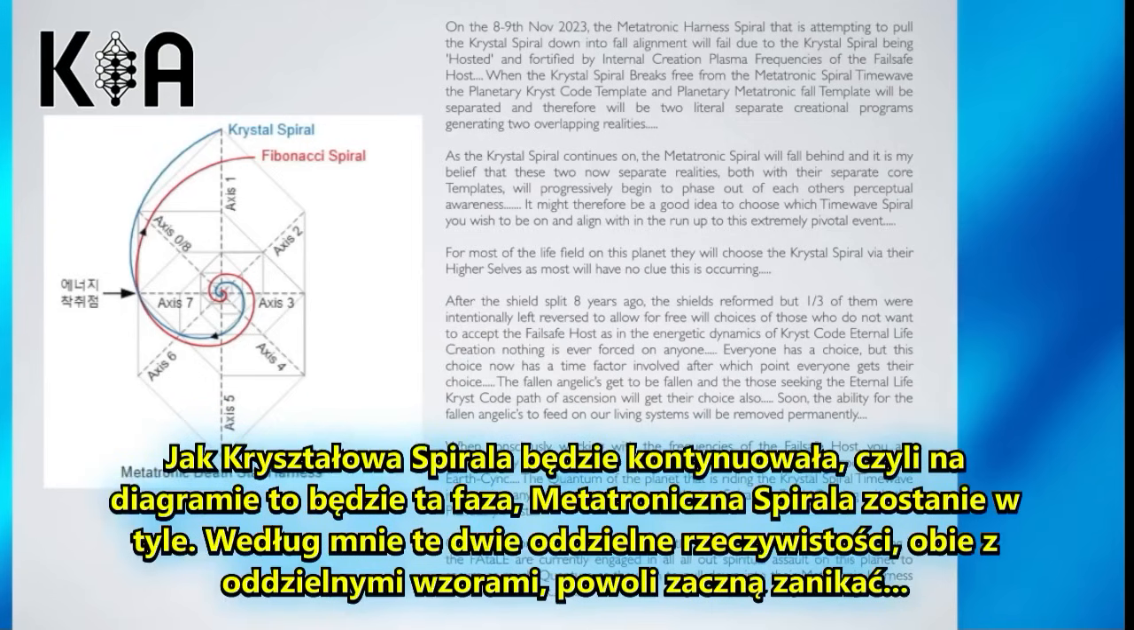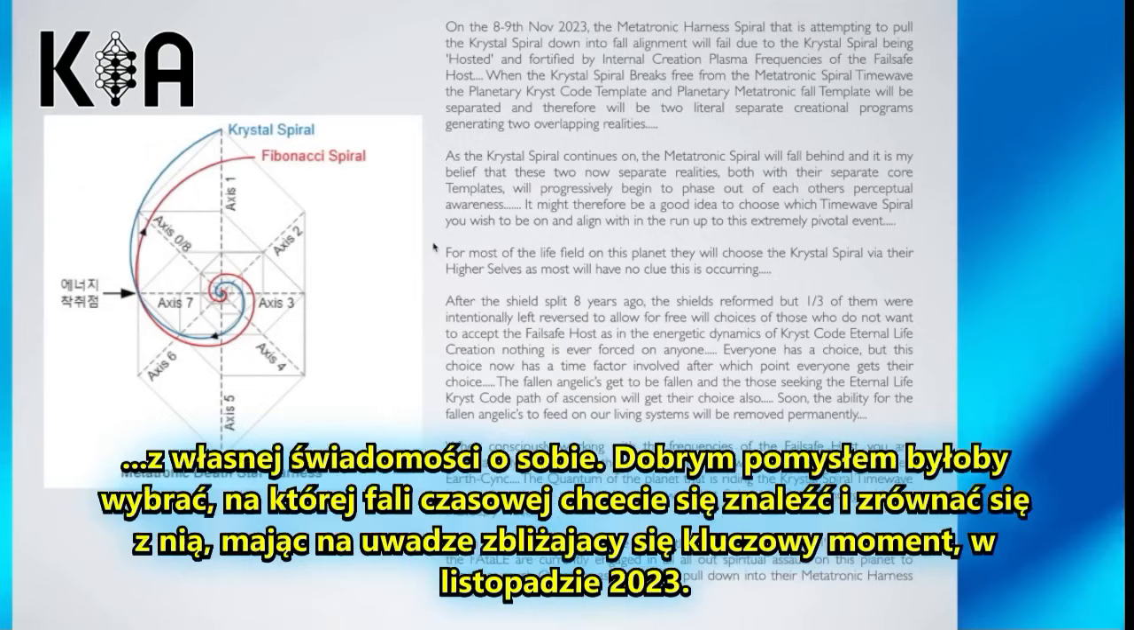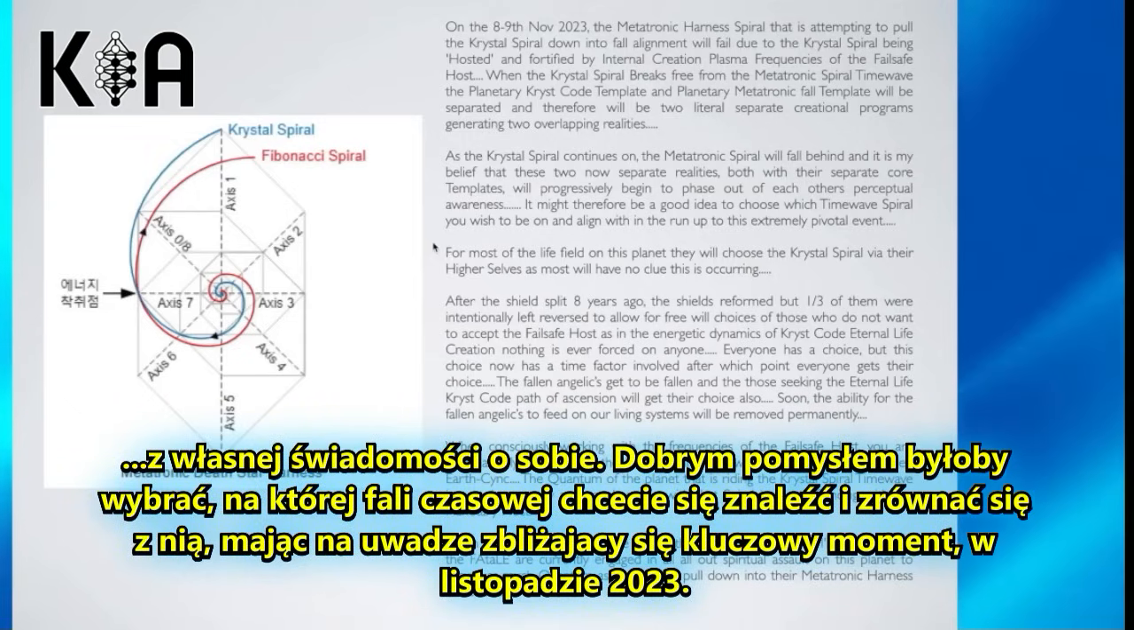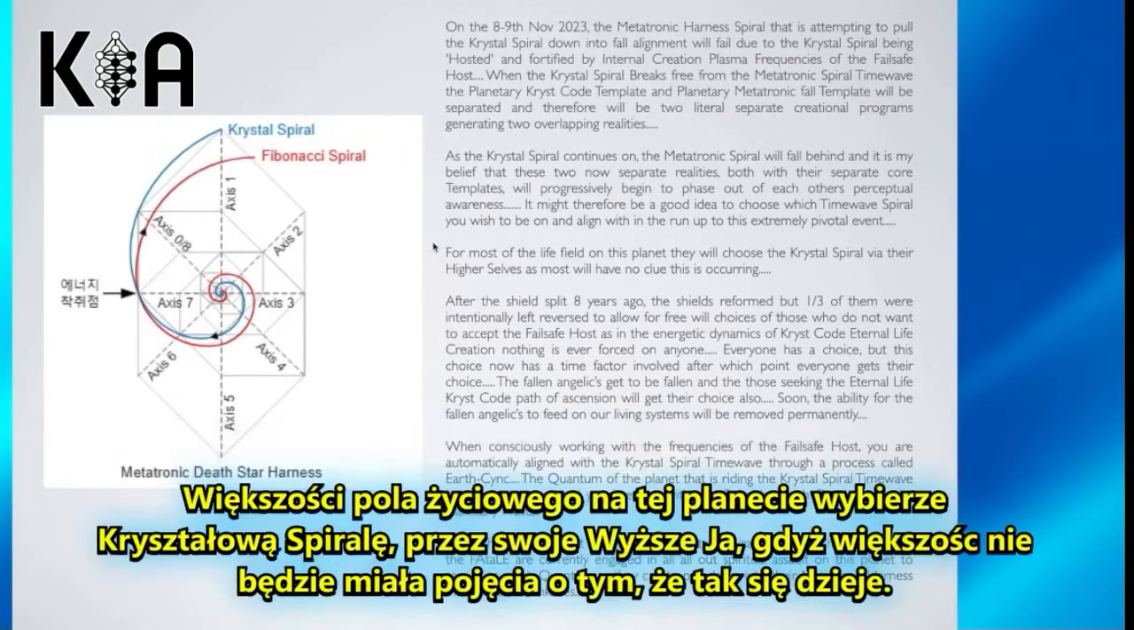As the crystal spiral continues on, which on this diagram would be this phase here, the Metatronic spiral will fall behind, and it's my belief that these two now separate realities, both with their separate core templates, will progressively begin to phase out of each other's perceptual awareness. It might therefore be a good idea to choose which time wave spiral you wish to be on and align with it in the run-up to this extremely pivotal event in November 2023. For most of the life field on this planet, they will choose the crystal spiral time wave via their higher selves, as most people will have no clue this is occurring.